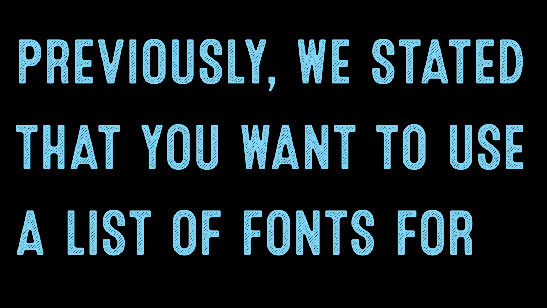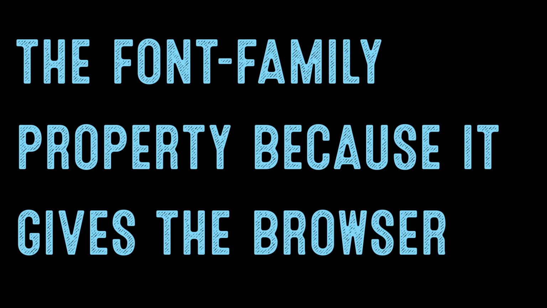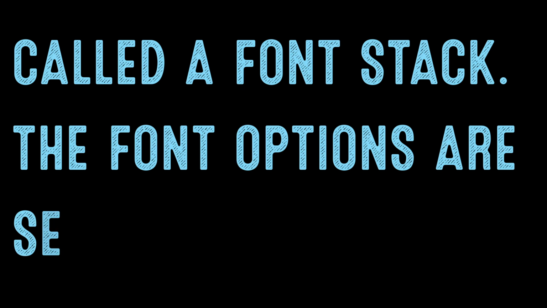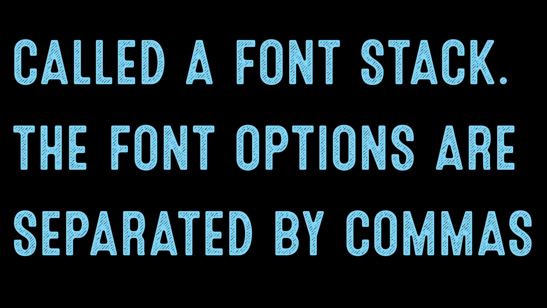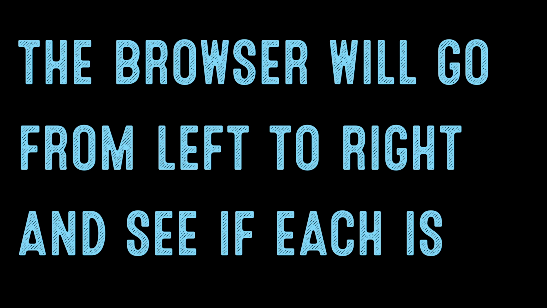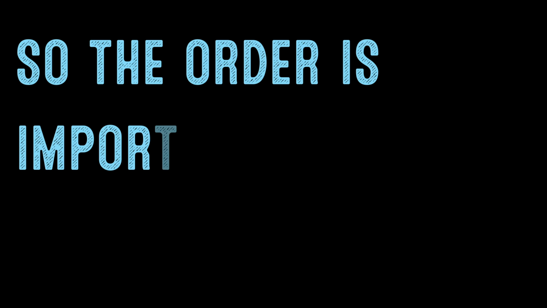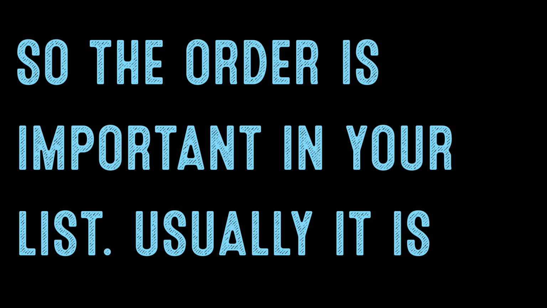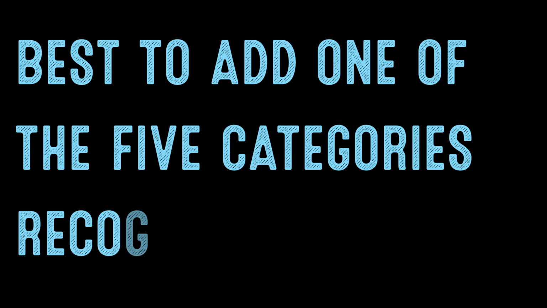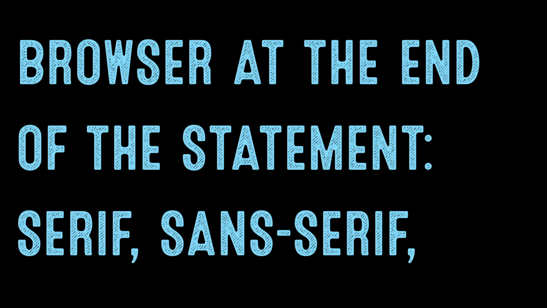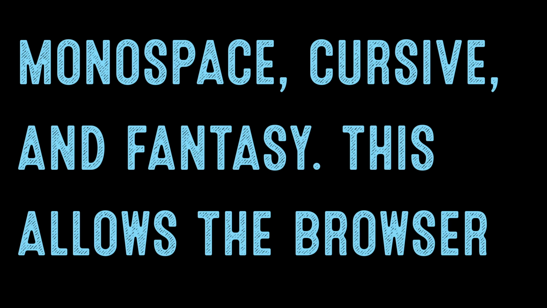It is best to use a list of fonts for the font-family property because it gives the browser other options if the chosen font is unavailable. This is called a font stack. The font options are separated by commas. The browser will go from left to right and see if each is available and choose the first font available to display, so the order is important in your list. Usually it is best to add one of the 5 categories recognized by the browser at the end of the statement: serif, sans-serif, monospace, cursive, and fantasy. This allows the browser to choose an available font on the system that is similar to what you desire.